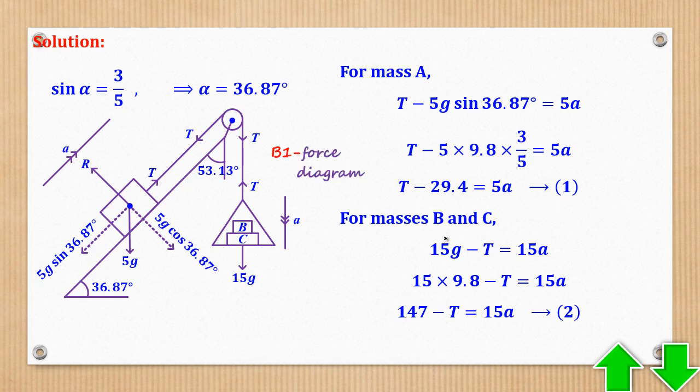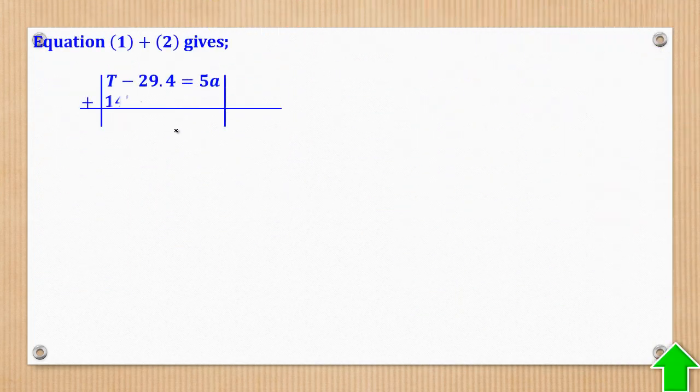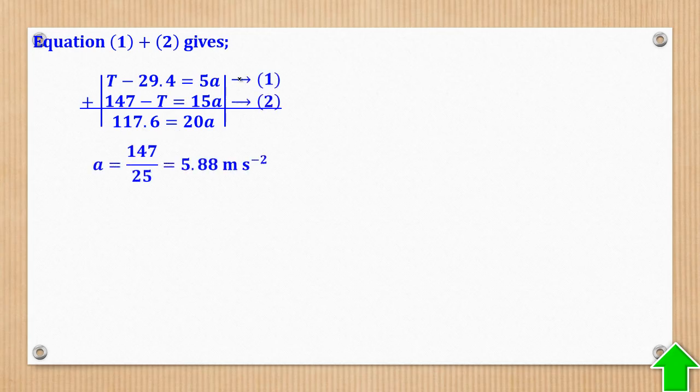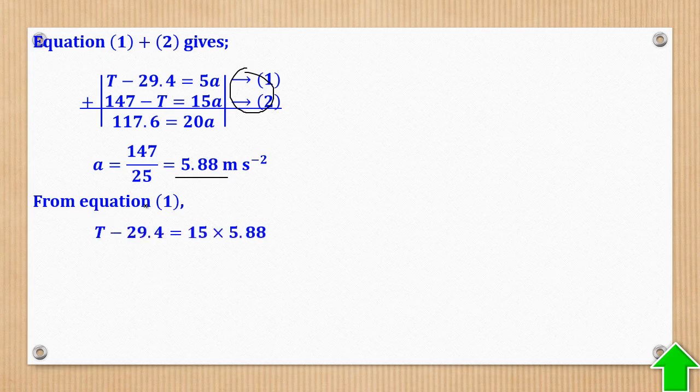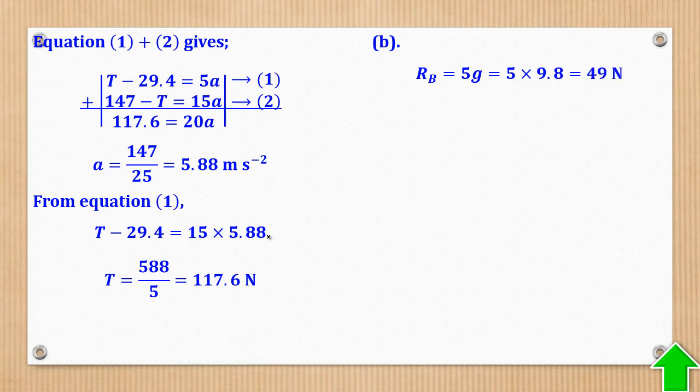So there are two equations and two unknowns, meaning they can be solved simultaneously. When I add the two equations, I eliminate T and remain with a, which can be found. So you can remove these ones. Then from equation 2, I can substitute for a and get the value of T. Then part B, the reaction of C on B is the same as its weight, which is that.